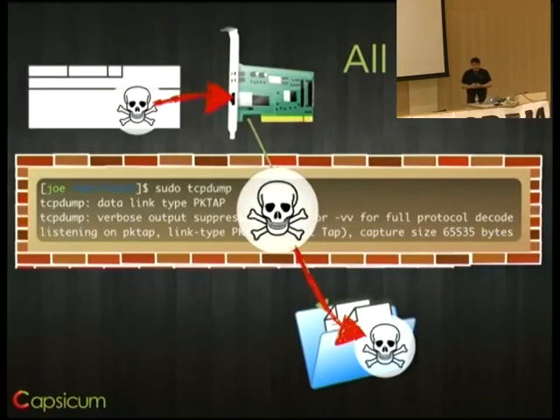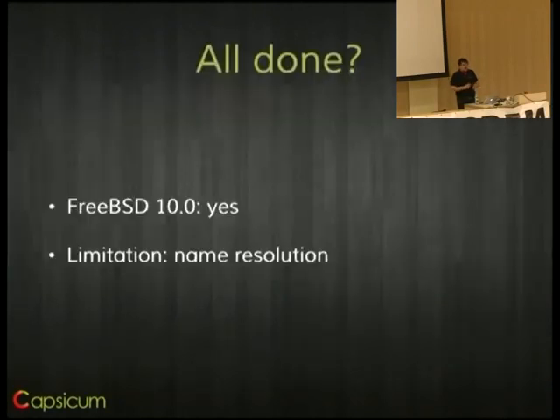And then the question is, are we all done now? At this point, if you parse the packet and something evil happens, you exploit a vulnerability, you can write into the dump output directory, and that looks pretty good. For FreeBSD 10 at this point, we're done, because this is as far as we can go. But the trouble is there's a limitation when it comes to name resolution. If you change your name server partway through execution, there's no way to open a new socket to talk to the name server and resolve names.